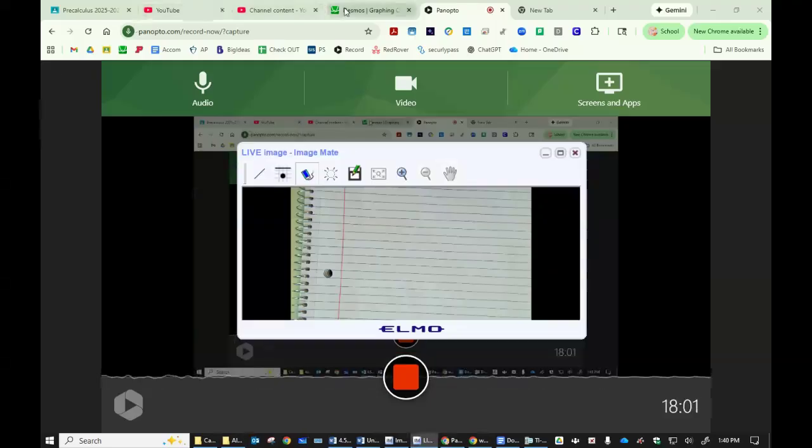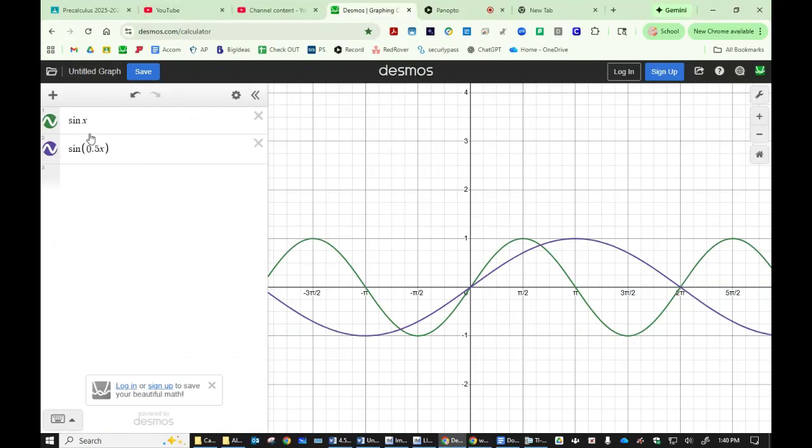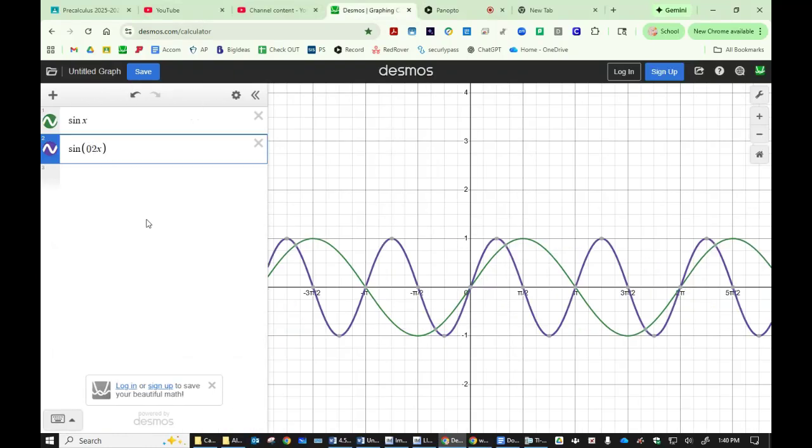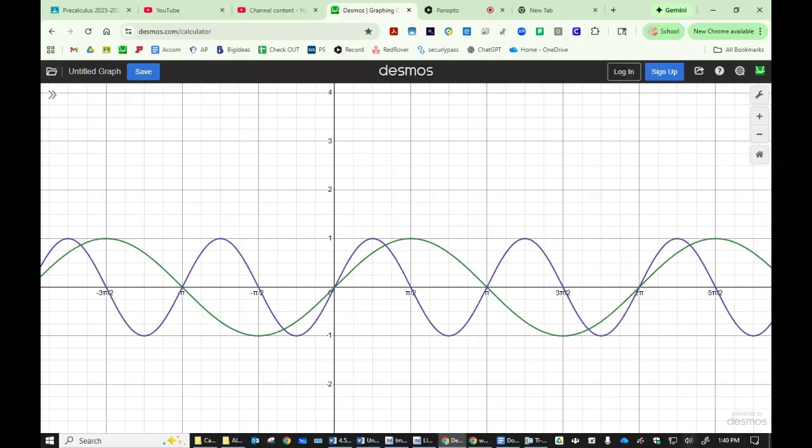Now, this is the one that I need you to pay attention to. And actually, I'm going to put this up on the board. We have the graph. The green graph is regular old sine. That was an unfortunate choice of colors. The purple graph is sine of 2x. What do you notice?